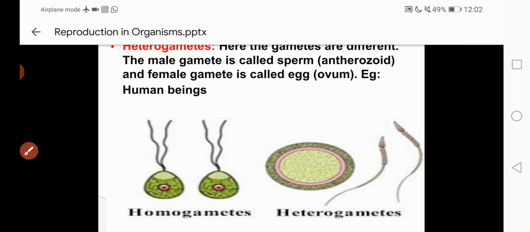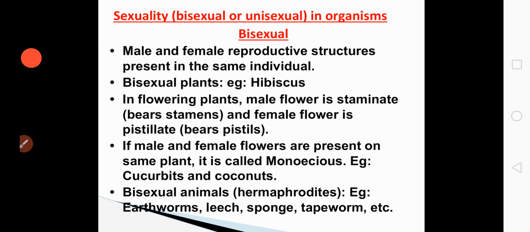Okay, moving on to the next slide, that is about sexuality in organisms. Based on this, there are two categories, bisexual as well as unisexual.